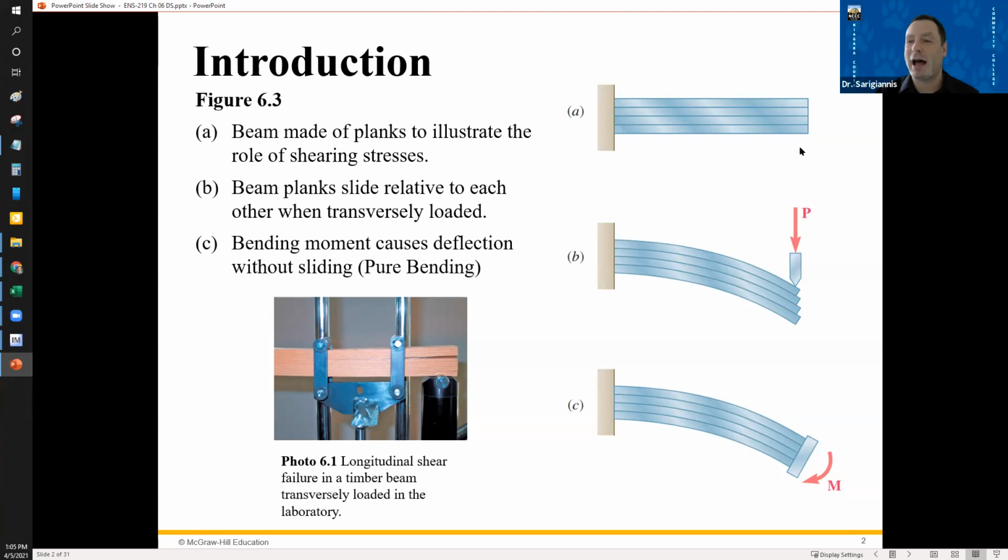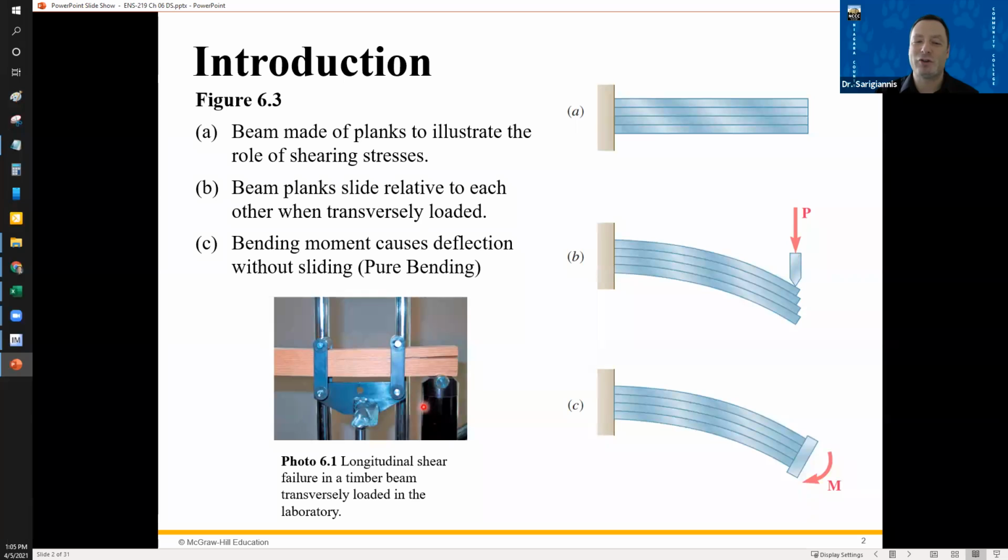If I were to apply a force on the top of this stack of beams, well, what's happening? You can see that they're sliding past each other, right? Because the end of this one is not in line with the end of this one, and it's not in line with the end of this one and this one. So they've slid over each other. This is shearing under a transverse load, right?